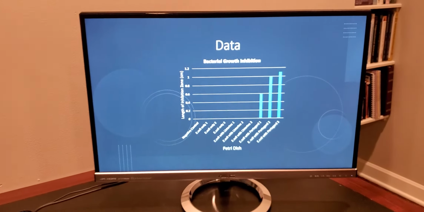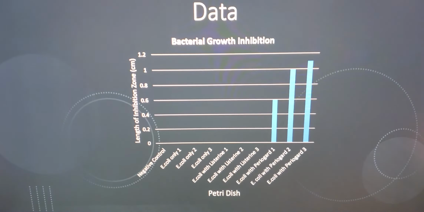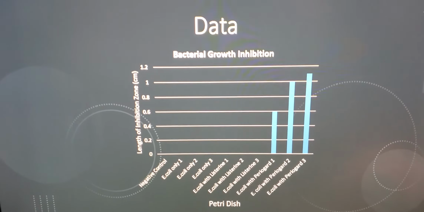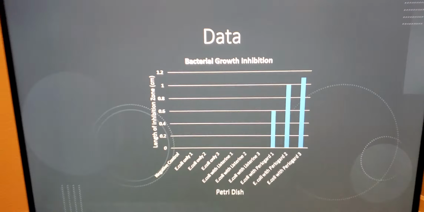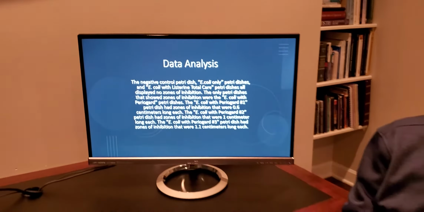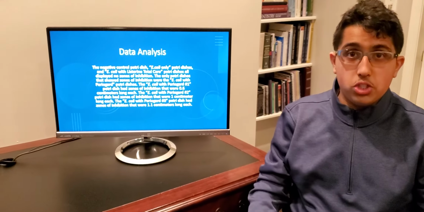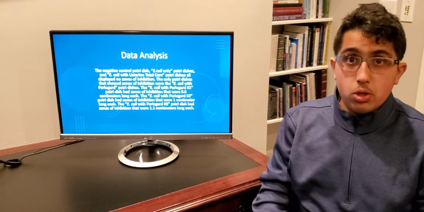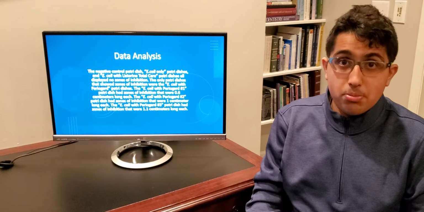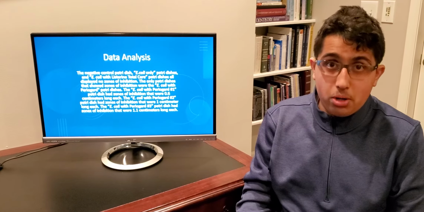This is a graphical representation of the data, with only bars for the E. coli with PerioGuard petri dishes. The negative control petri dish, E. coli only petri dishes, and E. coli with Listerine petri dishes displayed no zones of inhibition. The only petri dishes that displayed zones of inhibition were the E. coli with PerioGuard petri dishes.